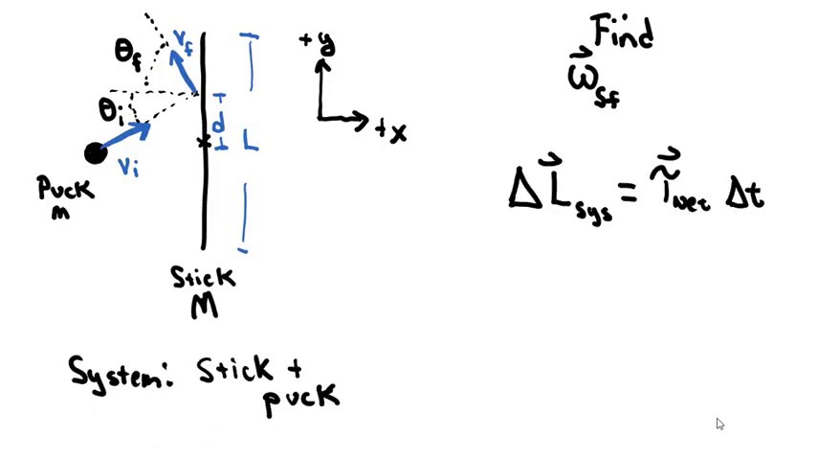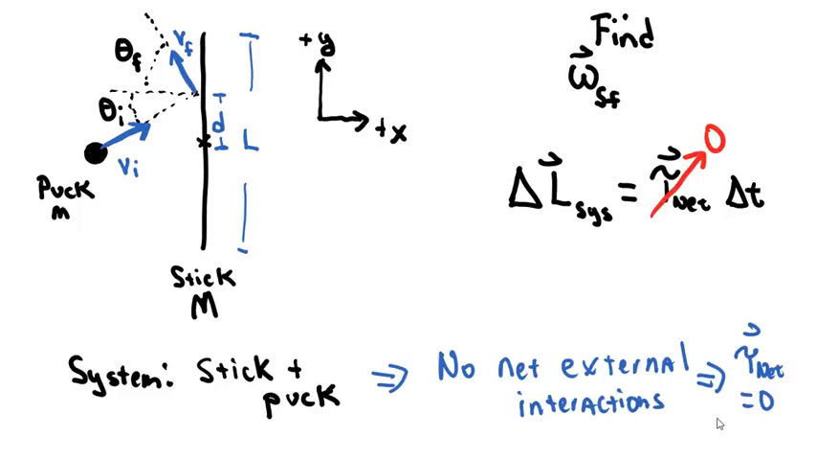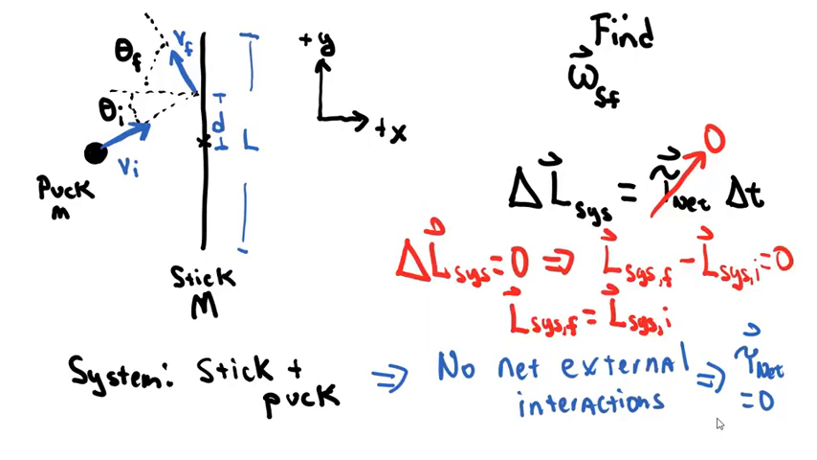To do this, we'll need to apply our multiparticle angular momentum principle, where we choose as our system the stick and the puck together. Now, if the surroundings exert no net twists on the system, then the net torque on our system is zero. And this means the total change in system angular momentum must be zero, or equivalently, the total final system angular momentum must be equal to the total initial system angular momentum. So, our next step is to write down expressions for these total angular momenta.